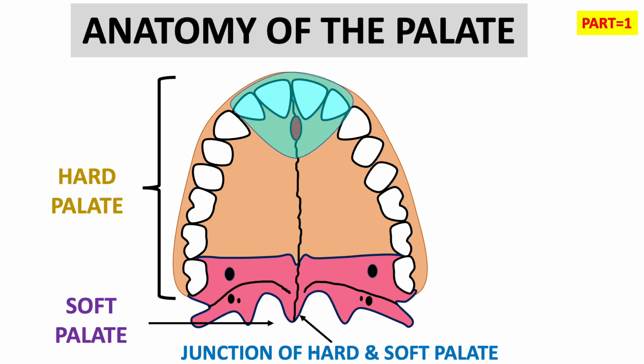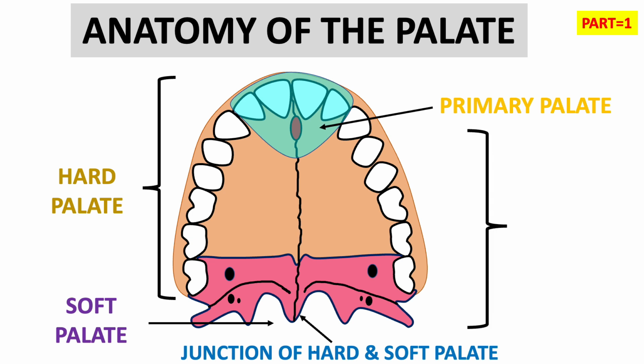The part which is highlighted in blue is the primary palate. It contains a central segment of the alveolar ridge, a part of the hard palate, and the maxillary four incisor teeth. The part of the palate other than the primary palate is the secondary palate. It contains the remaining teeth, the alveolar ridge, as well as part of the hard and soft palate.